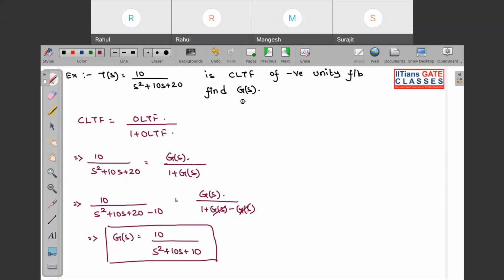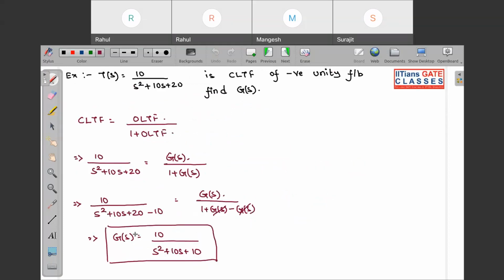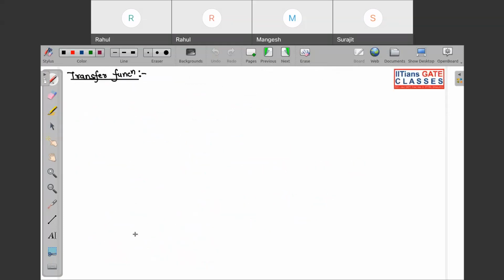But for a non-unity feedback this relation does not hold true, because then we have H(s) over here. So we cannot employ this relationship. Tell me if this is clear. If you have any doubts, then please let me know.